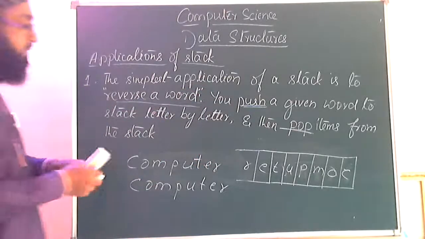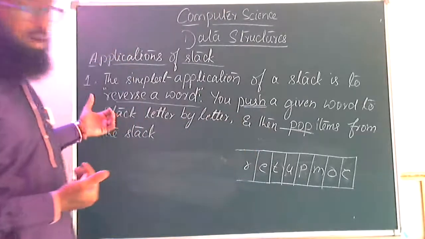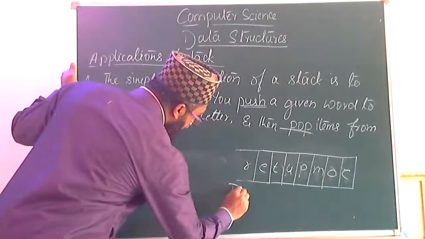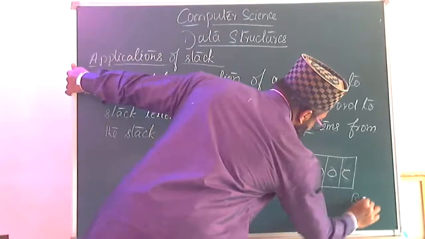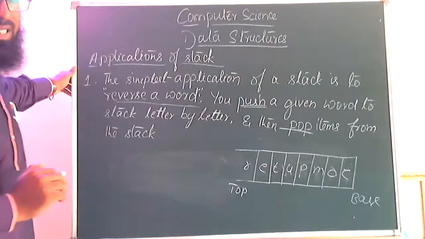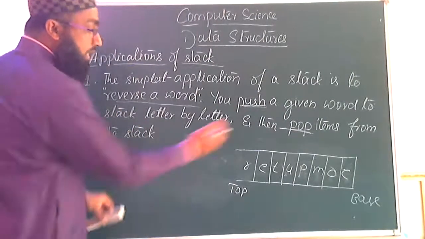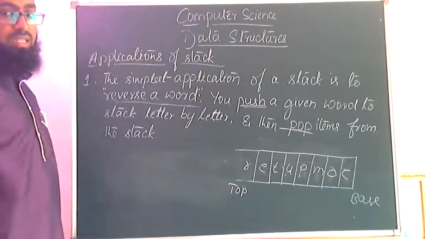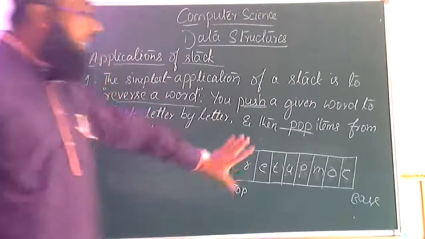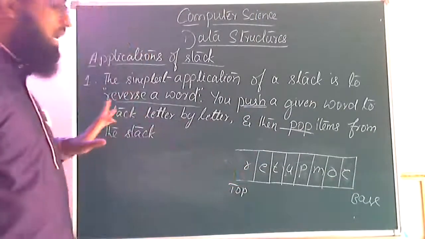Now we want to pop the items from the stack. It means we have to take the items out from the stack, or remove the items from the stack. This end is the top end, and this is the base, because this end is open and this is the closed end, so it is a stack. Here, if we want to remove the items from the stack, we are not able to remove C at first. Why? Because it is a stack, the base is closed here, so we have to remove R at first.